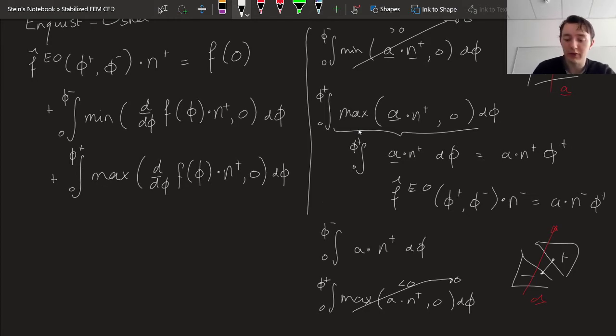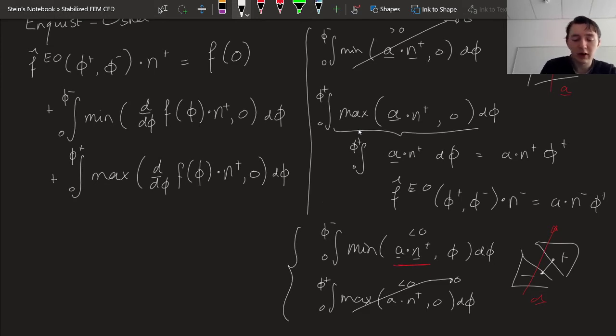The minimum of, maybe I should be a little bit more careful here. Let me write this out. So we have the minimum of a dot n plus or 0. Well, this is going to be a negative value. So the minimum is actually going to be equal to, well, that guy times the phi. Well, that's going to be equal to the integral from 0 to phi minus of a dot n plus d phi, and that's going to be equal to a dot n plus phi minus.